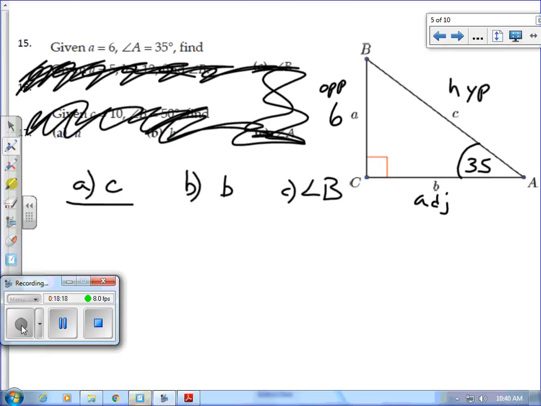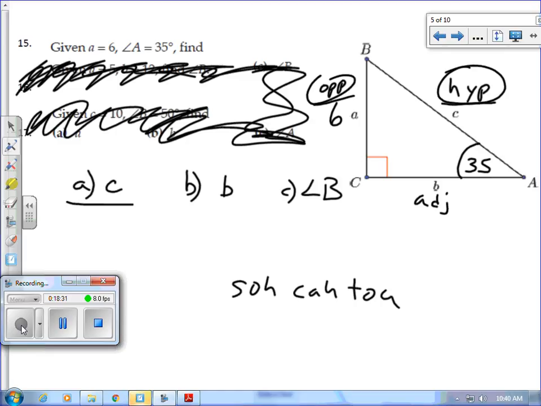C is the hypotenuse. That's what we want to know. We know the opposite side. So when we look at SOHCAHTOA, the one that deals with opposite and hypotenuse is sine. So that's how we know which one we're going to use. So the sine of 35 degrees is equal to opposite, which is 6, over hypotenuse, which is C.